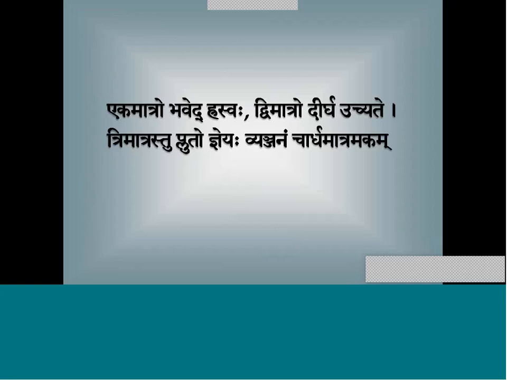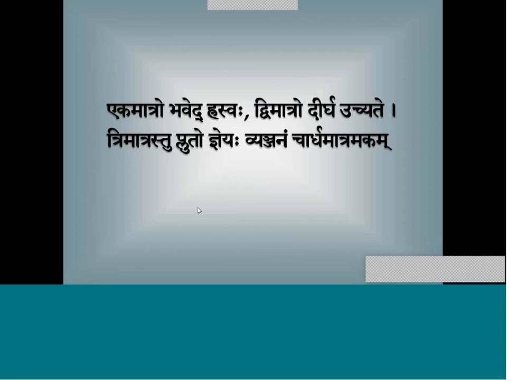And there is a shloka here. It is in Saṃskṛtam. If you can read, it is fine; otherwise, I will tell the meaning. Ekamatro bhaved hrasvaha. Hrasvaha is the word for short vowel. Dvimatro dirgha uchyate. Dirgha means long. Trimatrastu pluto nyeyaha. Plutaha is more than 2 units of time.